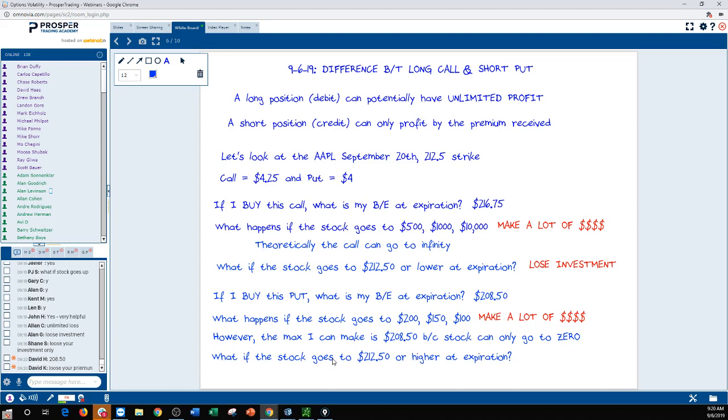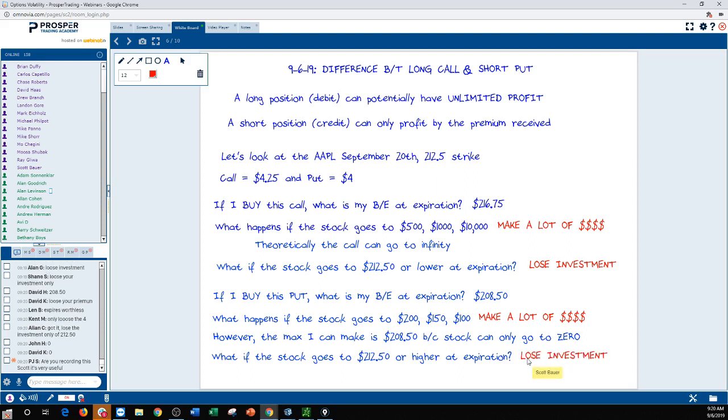So if the stock is 212.50 or higher at expiration, the put's going to be worth what? There you go, Len. Put's going to be worth 0, and the same thing with what happened to the call on the downside, what happened to the put on the upside. All you can lose is your investment.